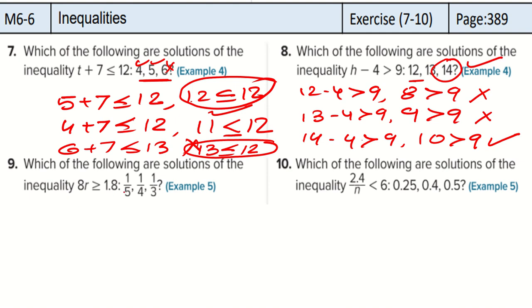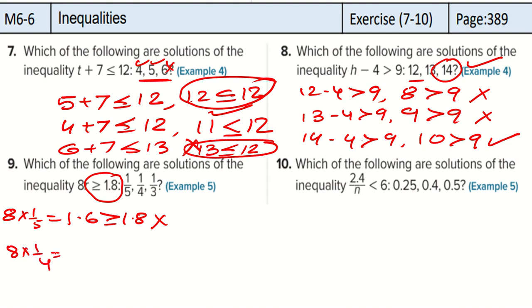Okay. Now, take 1 over 5 here. So, 8 multiply 1 over 5, it will be what? 8 divided by 5. So, it will be 5 ones are 5 and 6 the 30, 1.6. 1.6 is greater than or equal to 1.8. This is wrong because here it is greater than or equal to 1.8. Okay. So, this is wrong. Now, take 1 over 4. 8 multiply 1 over 4. So, it will be 8 divided by 4 means 2. 2 is greater than or equal to 1.8. This is correct because 2 is bigger number. So, this 1 over 4 is the correct answer.